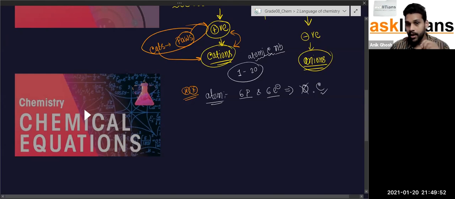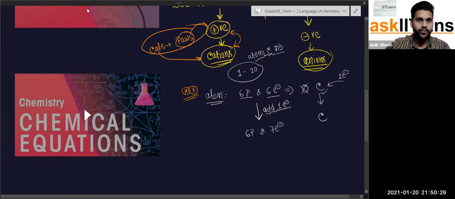Now tell me one thing. If by any means carbon takes up 1 electron, what would be the charge of this carbon? Electron is negatively charged and it is taking only 1 electron, so it is taking 1 negative. So after adding 1 electron, the thing is having right now 6 protons and 7 electrons, isn't it? Got it so far?